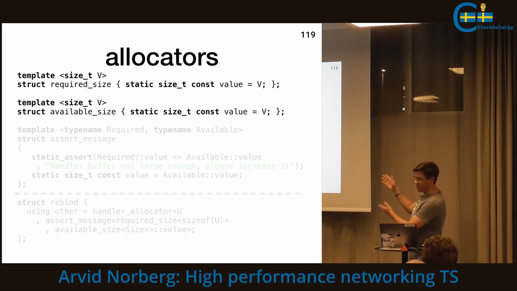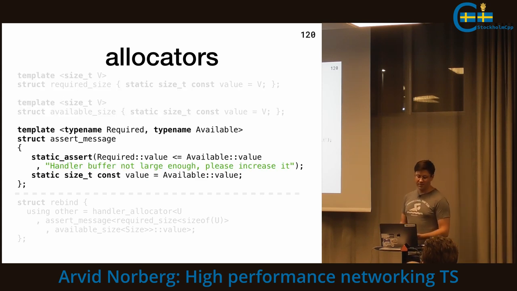So meta functions. These are two trivial meta functions. They're identity functions. They take a size_t called v, and they return that value. So they take a value, they return the same value. They both are identical. The only thing that differs is the name. So one is required size, one is available size. So you might have a clue of where I'm going with this. And then we have another very simple meta function that takes two types, and it has a static assert for the first one's ::value being less than or equal to the available ::value, and fails if it isn't. And then it just returns the available value anyway. So it only uses the required for the purposes of the static assert.